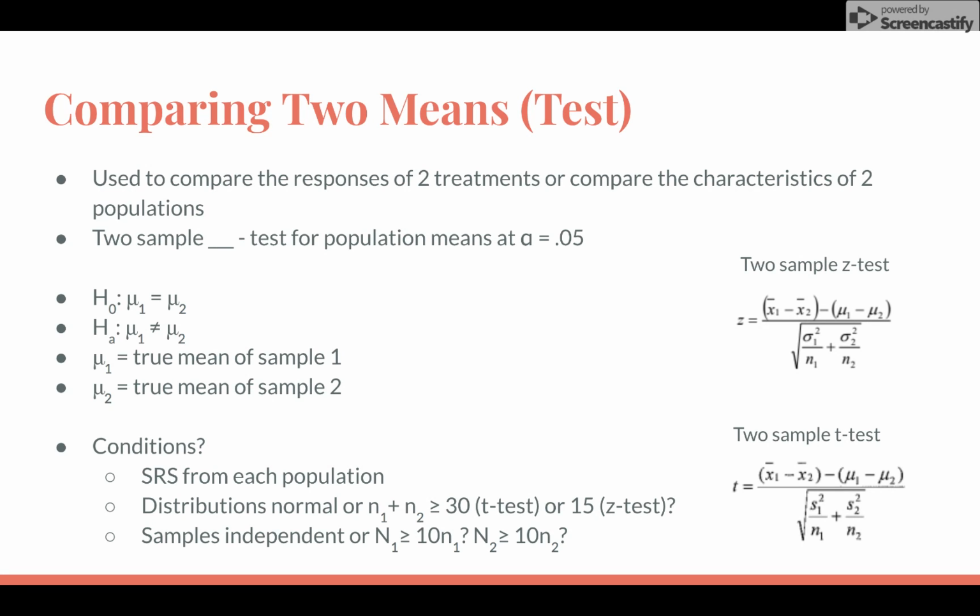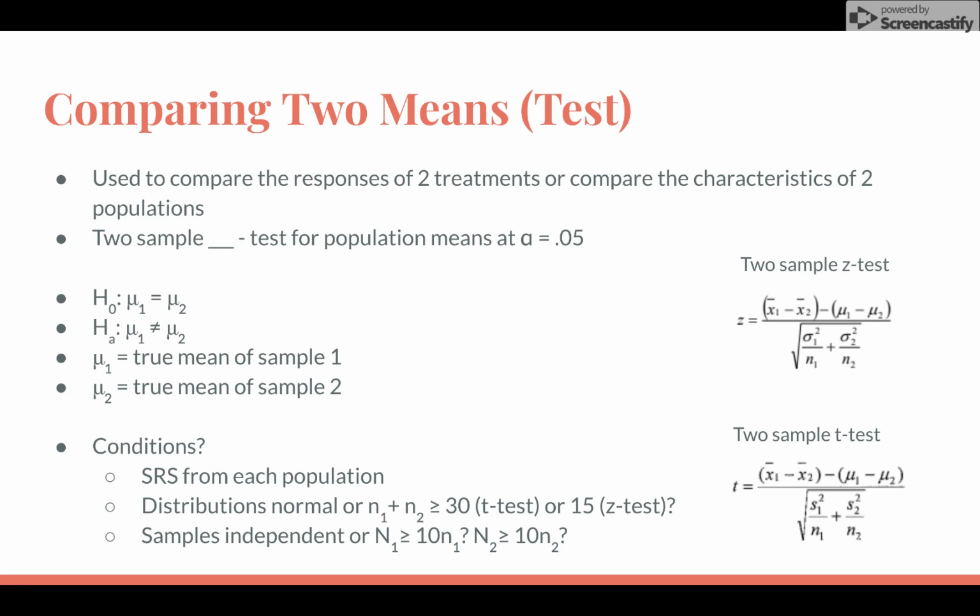So a two-sample either Z or T test for population means, at usually alpha equals 0.05 if it's not stated. Then you have your null hypothesis, which is mean 1 equals mean 2, and then the alternative hypothesis, which is mean 1 does not equal mean 2. And then you have to state what mean 1 and mean 2 are, which is usually the true mean of sample 1, whereas mean 2 equals the true mean of sample 2.